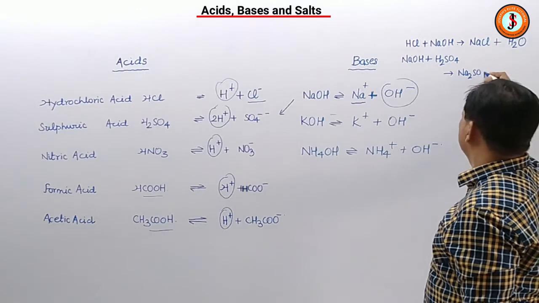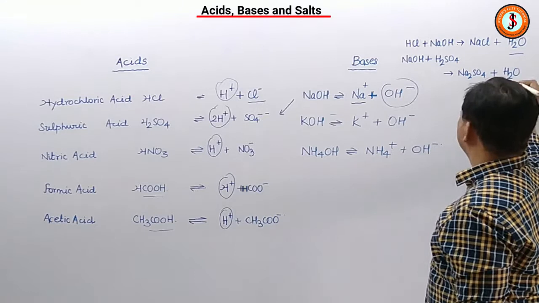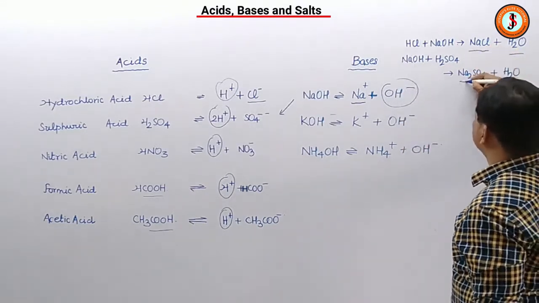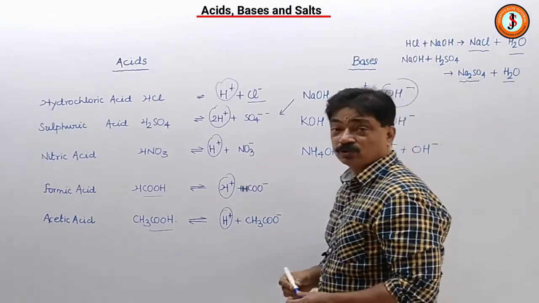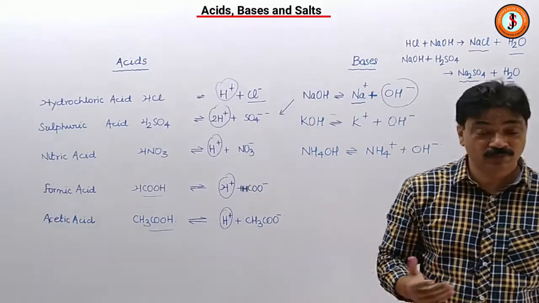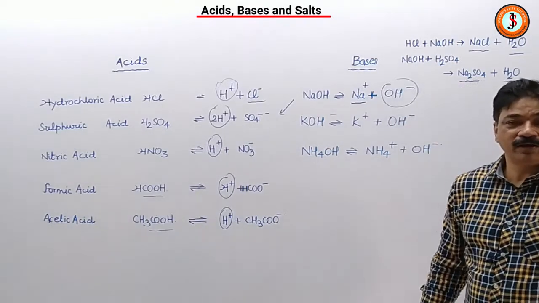Na2SO4 plus H2O is formed. So water is a constant product, and the other product is salt. So what are salts? Salts are normally the product of reactions between acids and bases, and a salt will contain a positive ion and a negative ion.